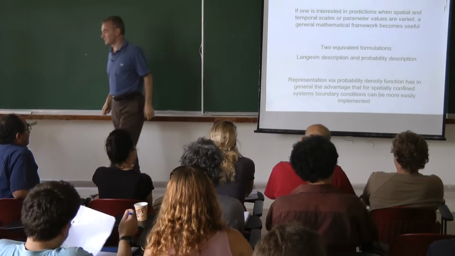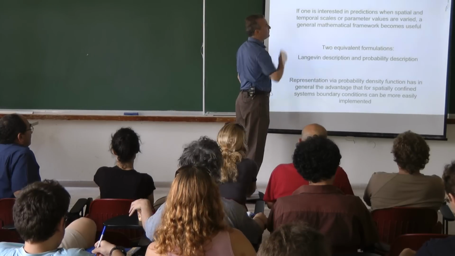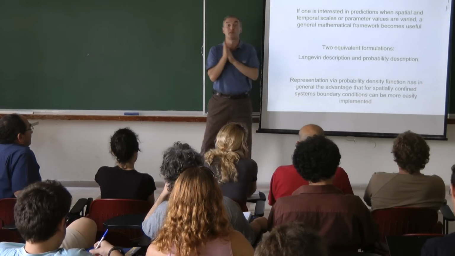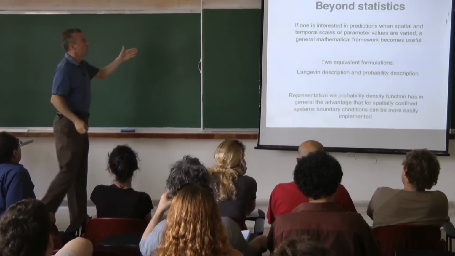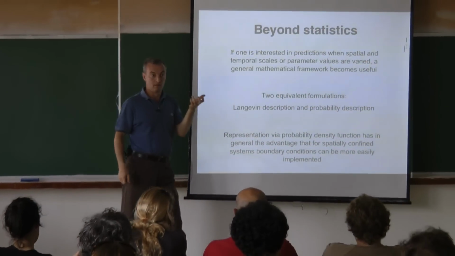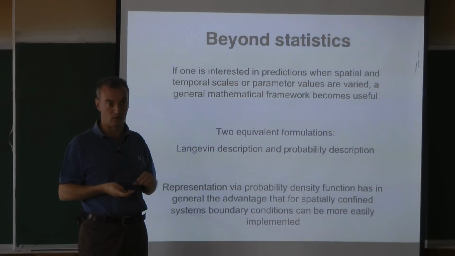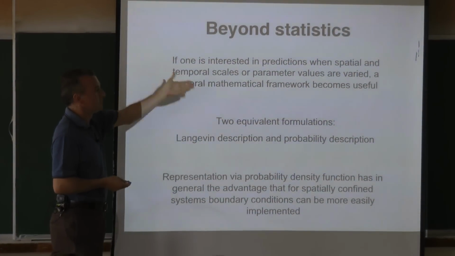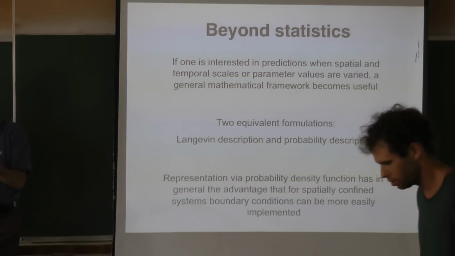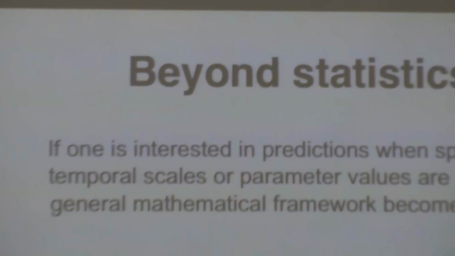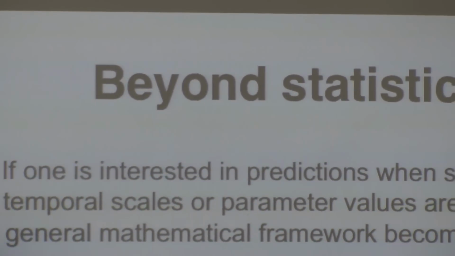So beyond statistics, what I want to tell you is that if one is interested in predictions, and of course you have to be a bit careful with prediction in biology, it's not like a physics experiment, but to understand in a quantitative way, and therefore expect outcomes even from experiments you have not performed, then you need a mathematical model. In our case, we are interested in when spatial and temporal scales can be varied, or parameter values of a model that works can be varied: what happens in a different system which undergoes the same kind of processes. That's why we think about mathematical models.